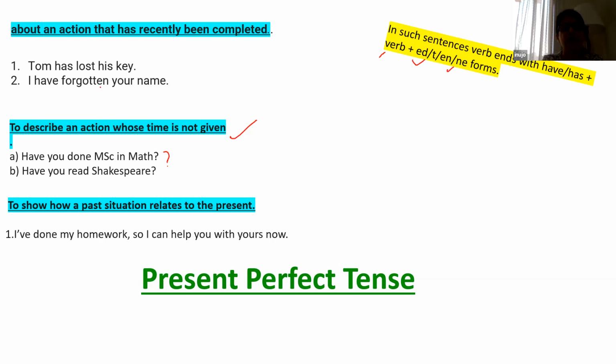For example, forgotten. I have done. We'll see in the other examples that are coming, but this is the format. Verb plus ed can appear, not in all the cases, but it can. How will you write this? Misled. I have been misled by him. There'll be other examples coming up.